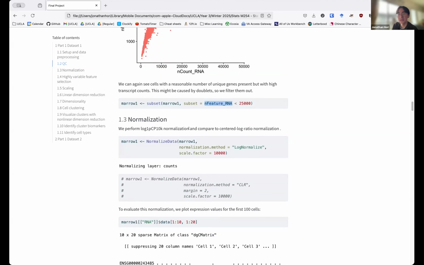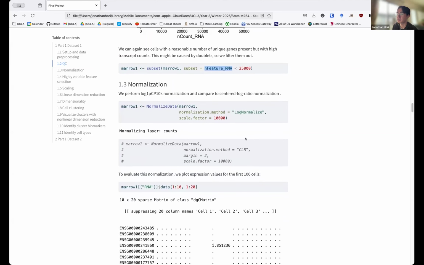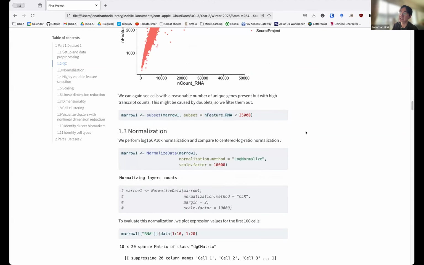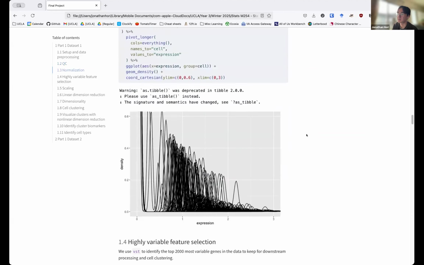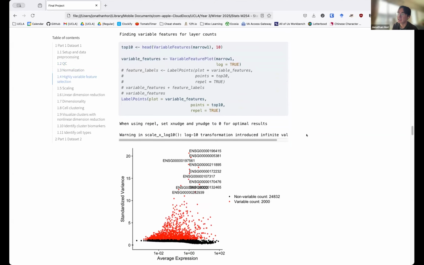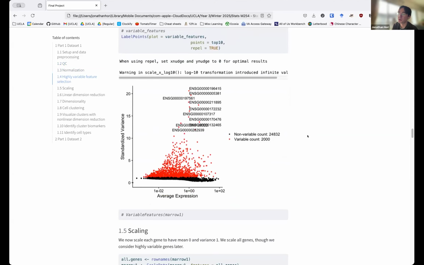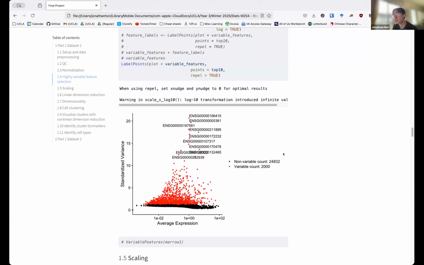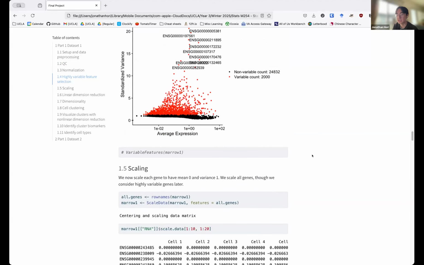I perform log1p CP10K normalization. I wanted to look at other normalization methods, and I think I'm going to experiment with that a little bit for the second data set and the pancreas data set as well. But here, I think this looks fairly good. Moving forward with looking for highly variable features, I look for 2000. I think I might be able to use a smaller number here based on this plot, though sticking with 2000 gives me reasonable results later.